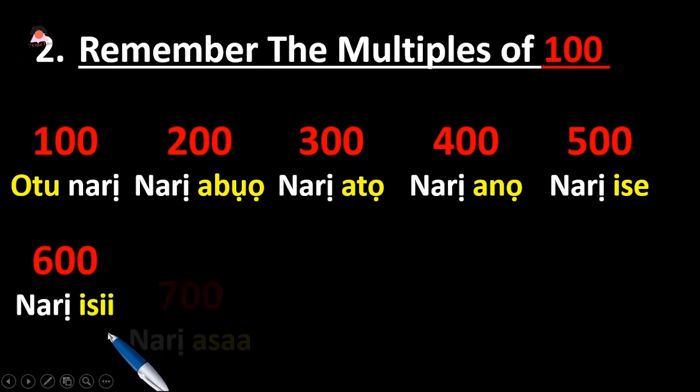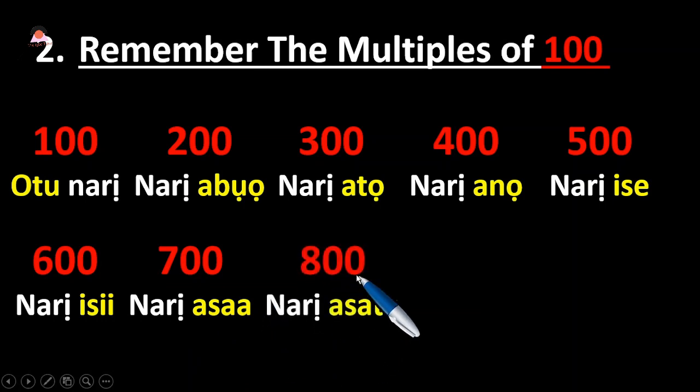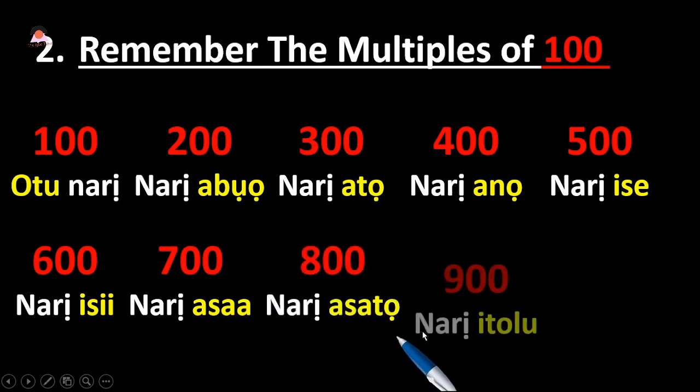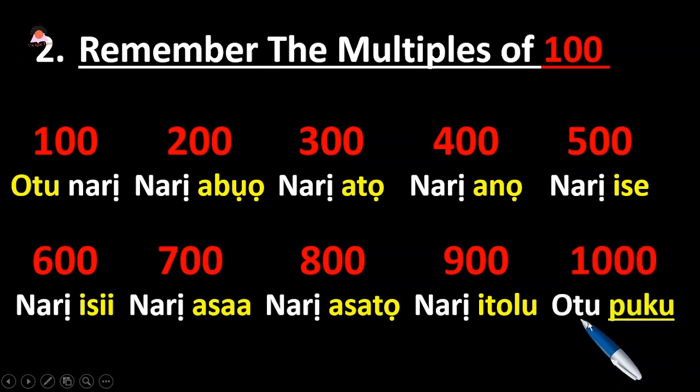Nari isi, 700 nari asa, 800 nari asato, 900 nari itolu, and 1000 otu puku. Yay, we're in 1000 already. So puku is 1000, otu puku is 1000.